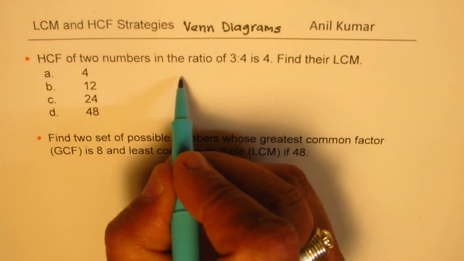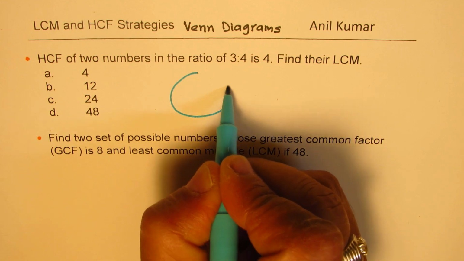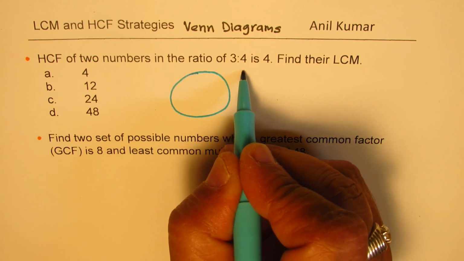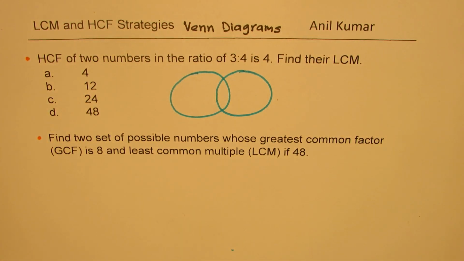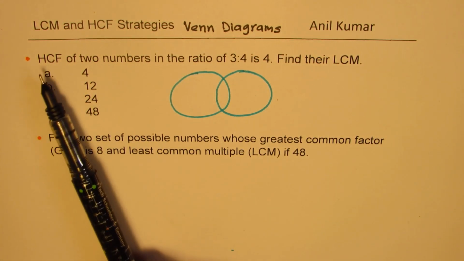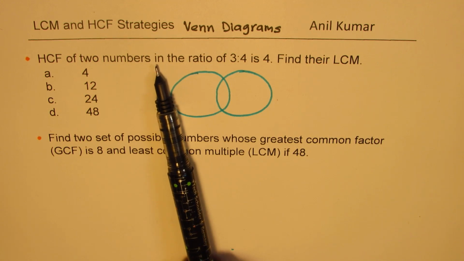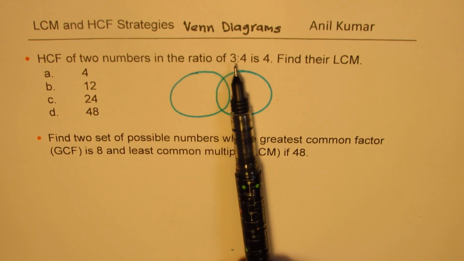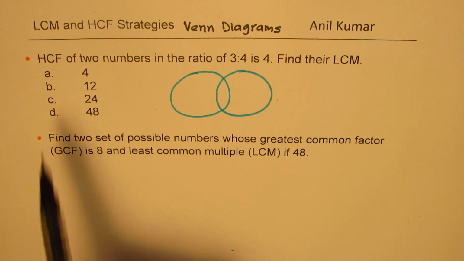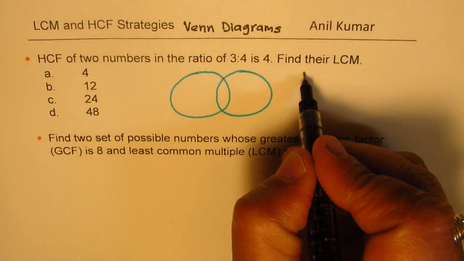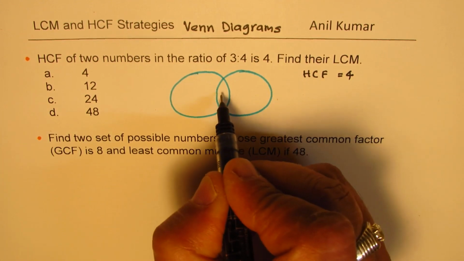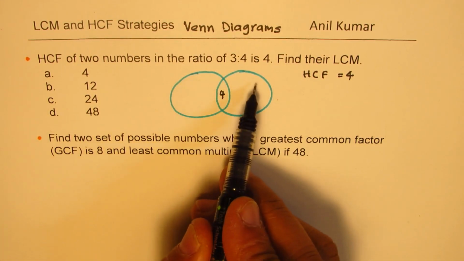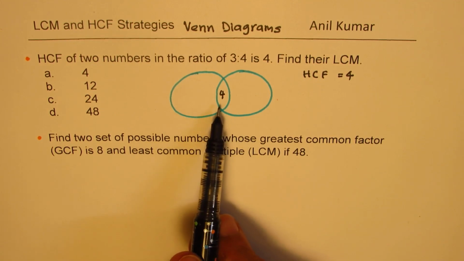So I'll use this technique of Venn diagrams to find the possible solutions, right? So let's begin with the first one. When we say that the HCF of two numbers in the ratio of 3:4 is 4, it means the highest common factor is 4. So we are given that HCF is 4. Right? So 4 is common between the two numbers. So in between, the factor which we get as common is 4.